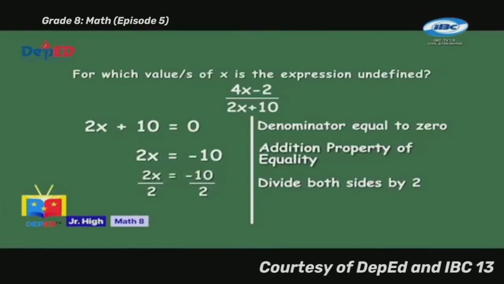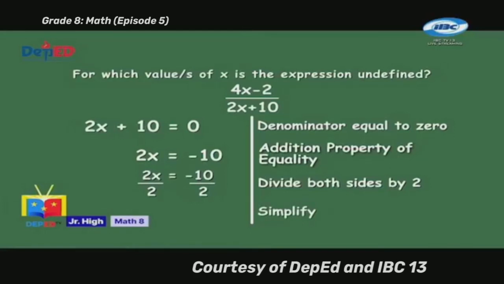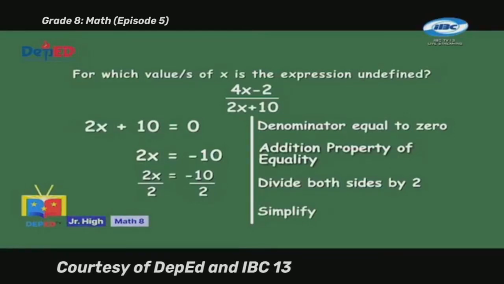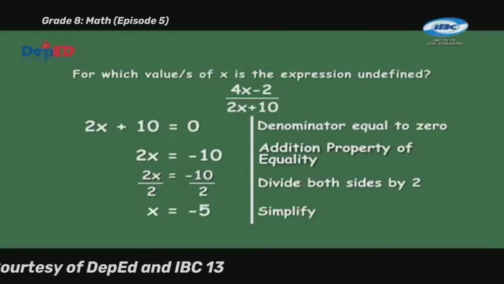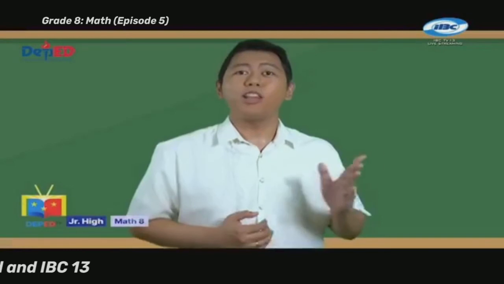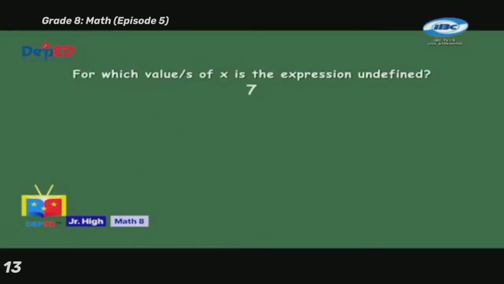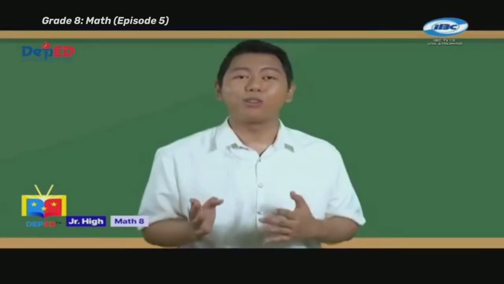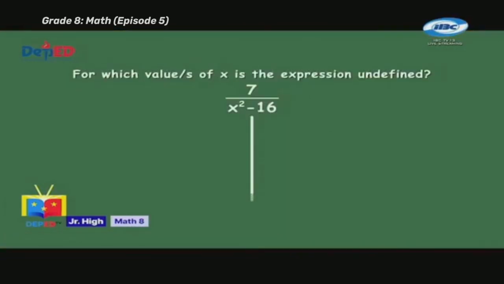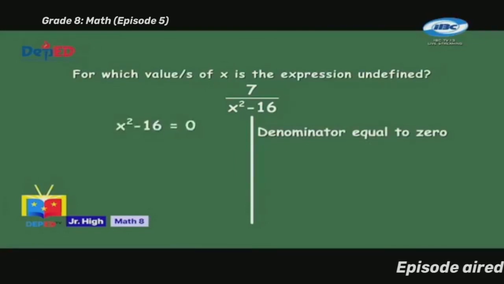What will we get? We can conclude that the excluded value in the rational expression is negative 5. What if the expression is 7 over x squared minus 16? What value or values will make this undefined? We equate the denominator to 0. x squared minus 16 equals 0.